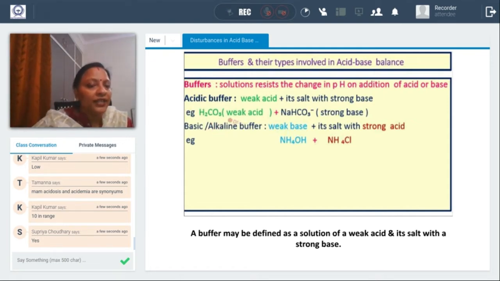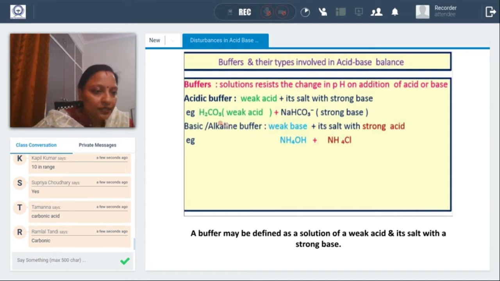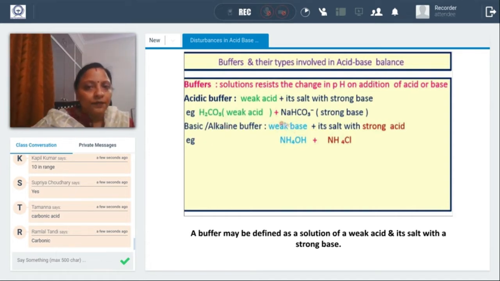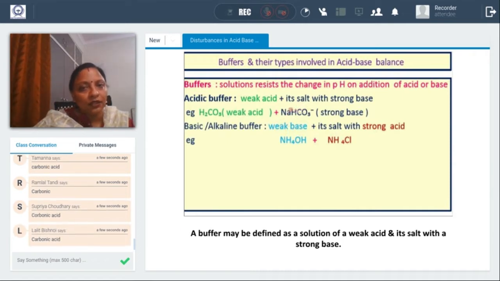What is the name of H2CO3? Please write in the box. Carbonic acid. Yes, good. Tamanna? And its salt with a strong base is NaHCO3.